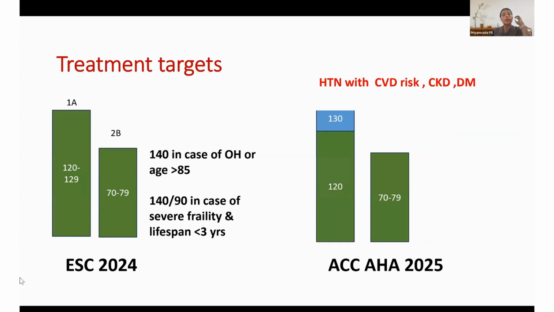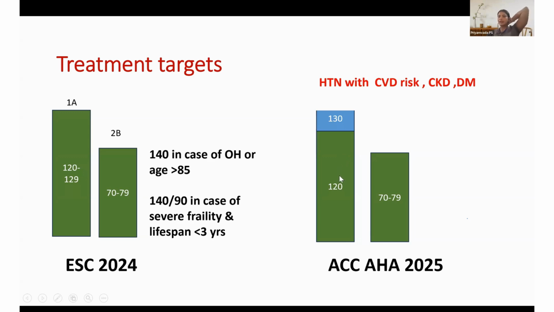Now, coming to the treatment target, there's a little bit of a difference between the treatment targets of different professional bodies. The European Society of Cardiology wants the systolic blood pressure to be maintained between 120 to 129 and the diastolic blood pressure between 70 to 79. Allowances are given for individuals with orthostatic hypotension or those who are very elderly, over the age of 85. There's no target diastolic blood pressure recommended at that age, but try to keep the systolic blood pressure around 140. And again, 140/90 in case of severe frailty and those with a limited lifespan.